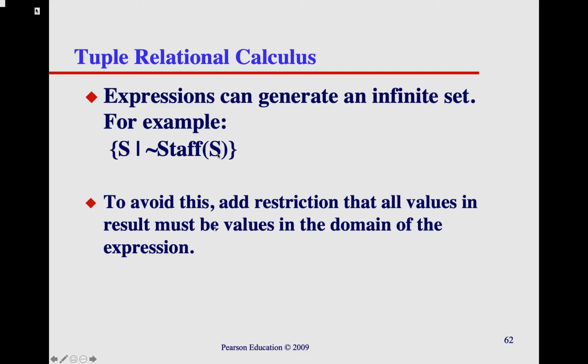So in this case, S can only range over the tuples in staff. So the answer is there is no tuple in S or in staff that satisfies this predicate. Therefore, this would actually be the empty set, because we're restricting the result to be only tuples that are in the staff relation. So that prevents us from getting into situations where we're essentially being asked to generate data that is not in the database. So, questions about that?